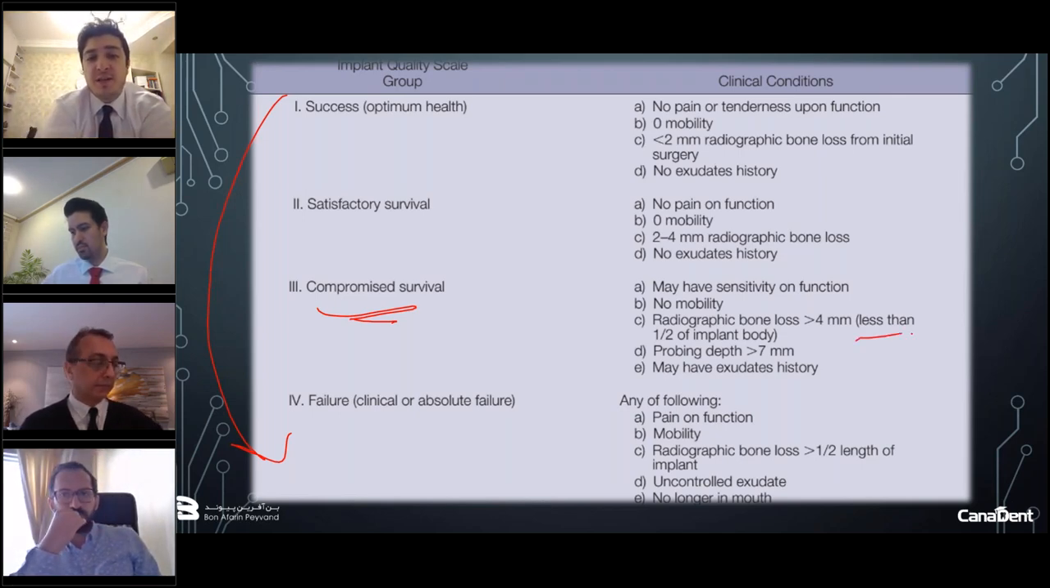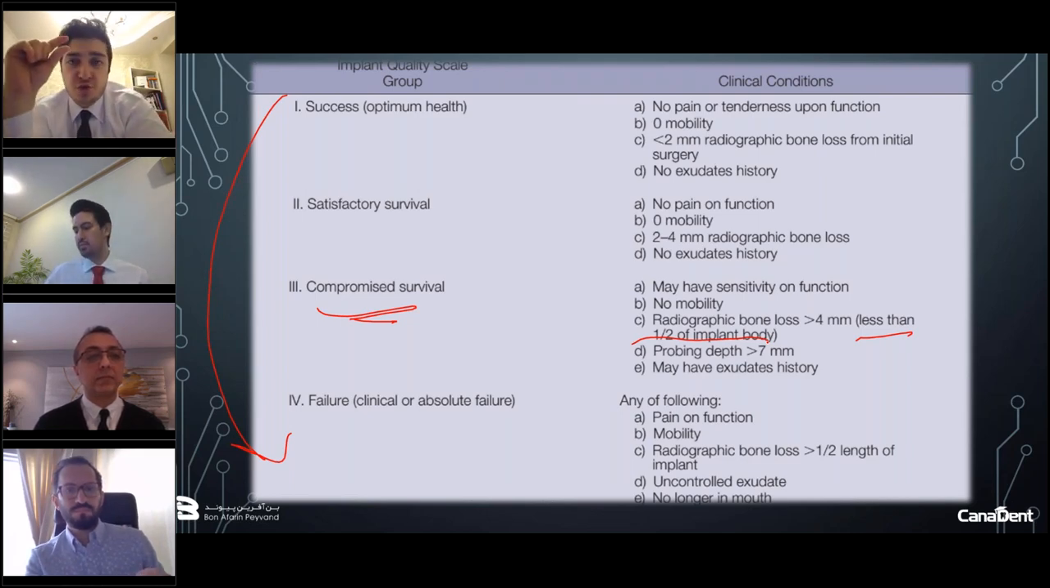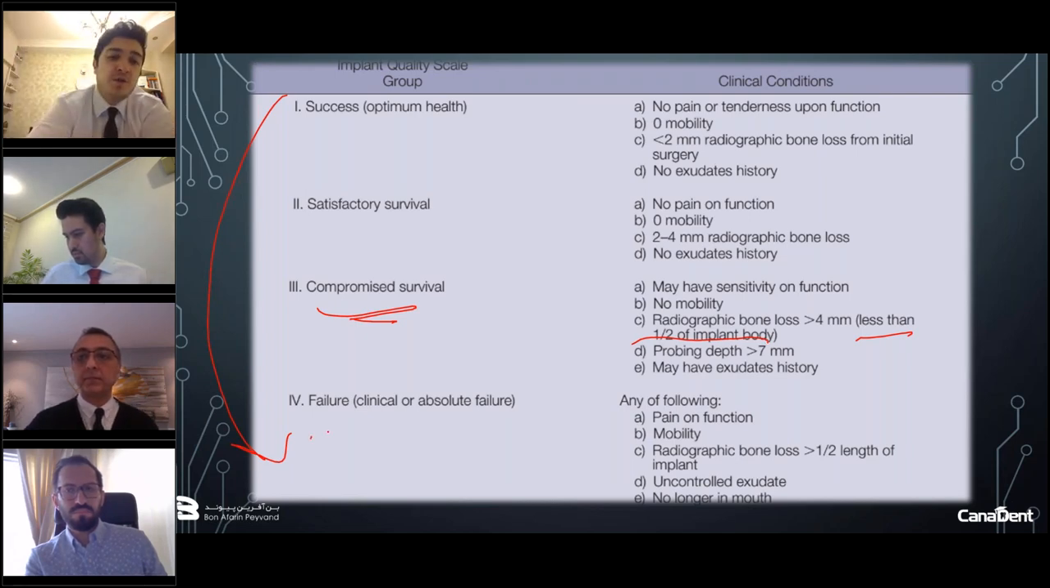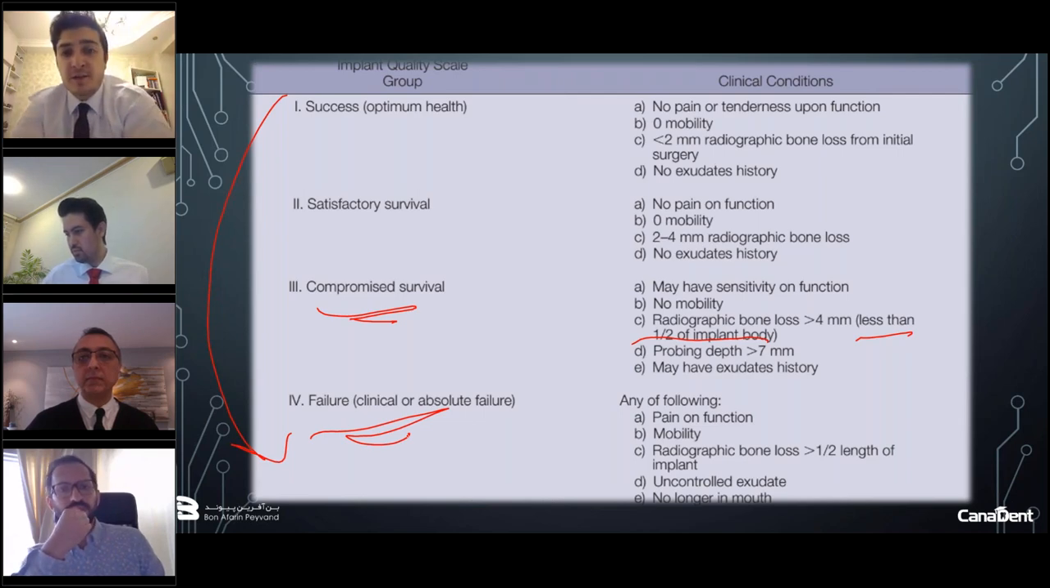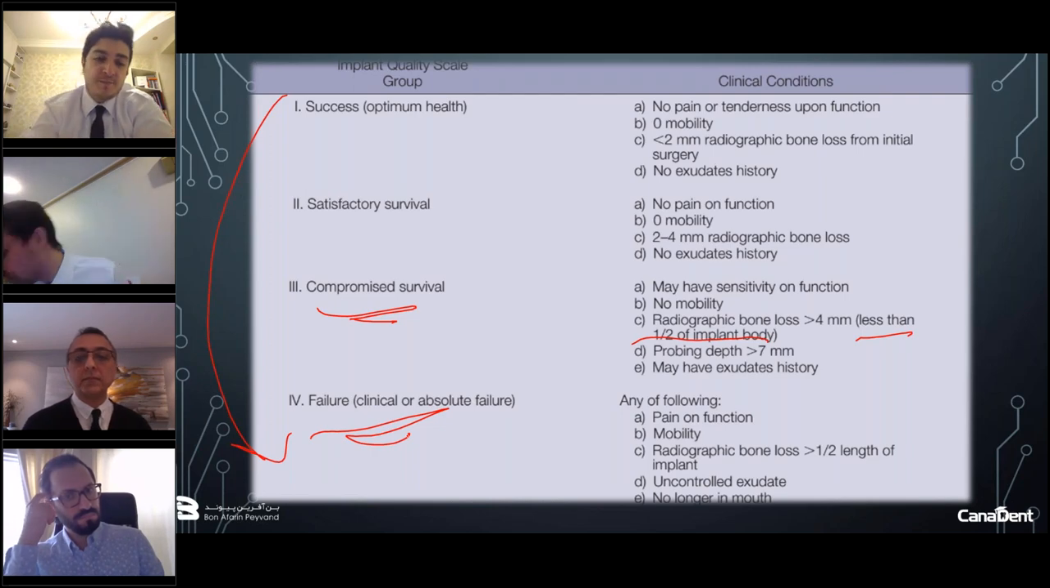This is a very key sentence written in the parentheses. It says less than half of the implant body, but more than 4 millimeters. So if you use an extra short implant, for example a 4 millimeter implant, and you have 2 millimeters of bone loss, although it is 2 millimeters, it is more than half of the implant length, and it will go into failure. That is why working with short implants is very risky. You must be very perfect. You must have a lot of experience in implant surgery to go into that part.